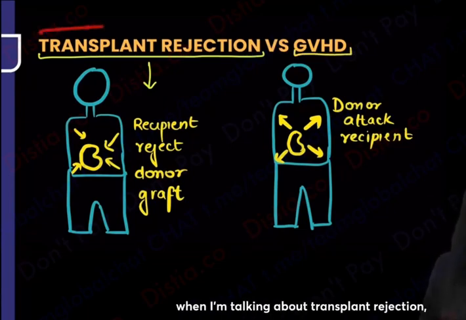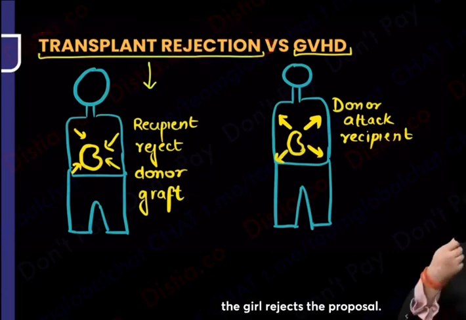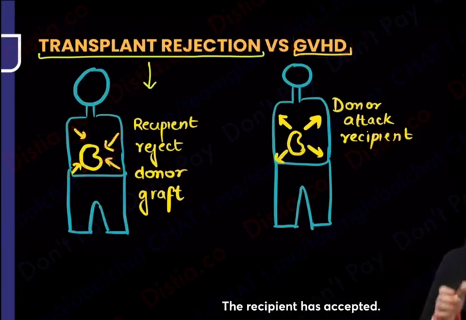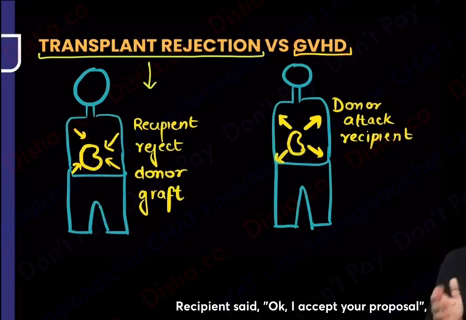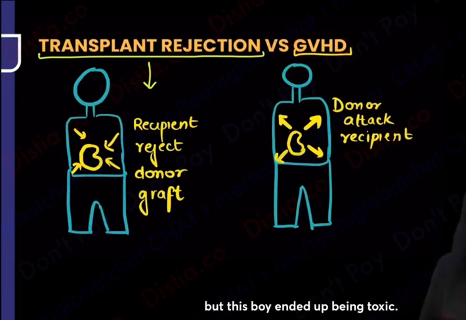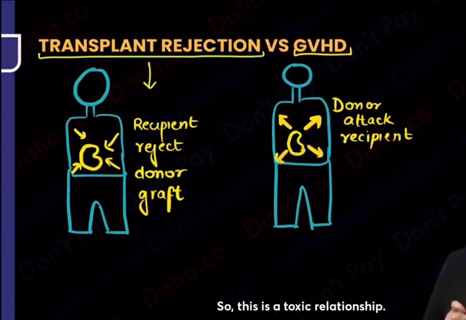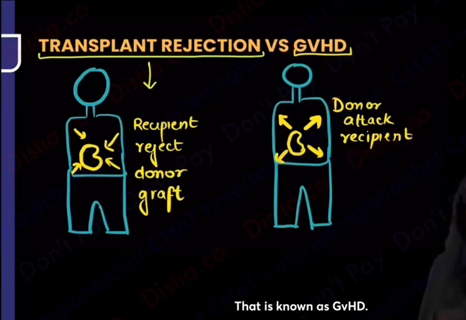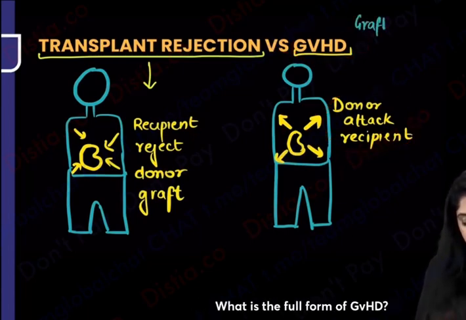Repeating once again, when I'm talking about transplant rejection, the girl rejects the proposal. The recipient has rejected the donor kidney. Recipient says, I don't accept this kidney. But in GVHD, what happens? The recipient has accepted. Recipient said, okay, I accept your proposal, but this boy ended up being toxic. He ended up attacking her. So this is a toxic relationship. That is, the donor attacks the recipient. That is known as GVHD. What is the full form of GVHD?